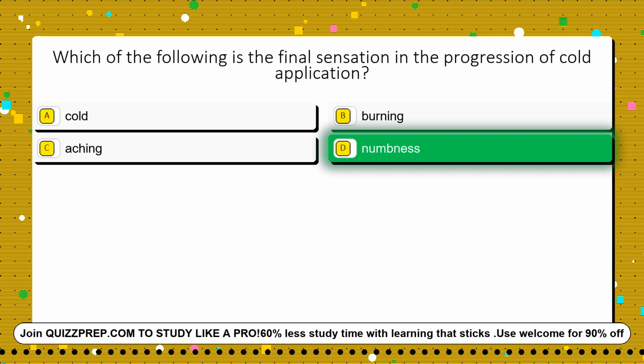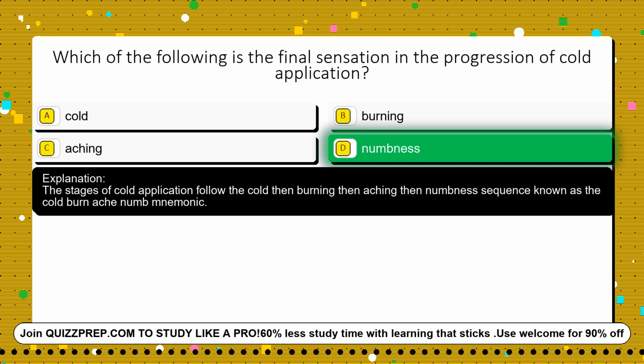The correct answer is option D. Numbness. The stages of cold application follow the cold, then burning, then aching, then numbness sequence, known as the cold, burn, ache, numb mnemonic.